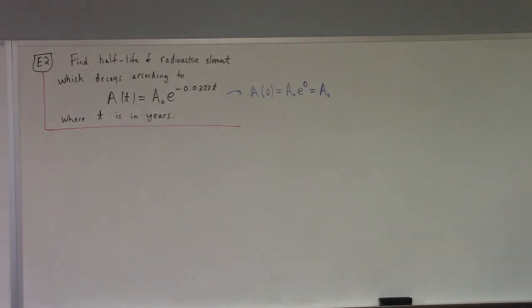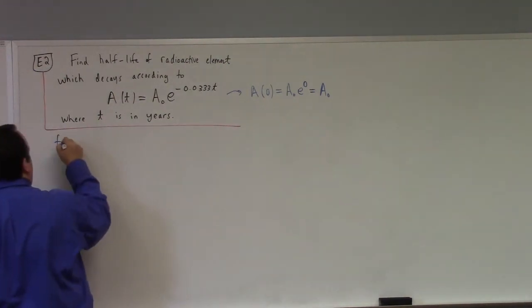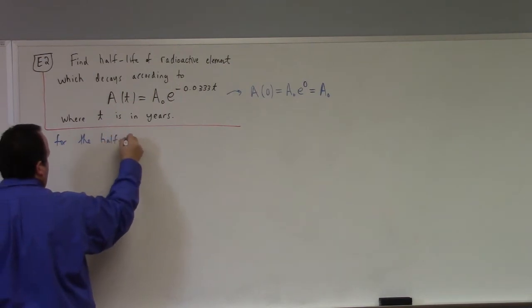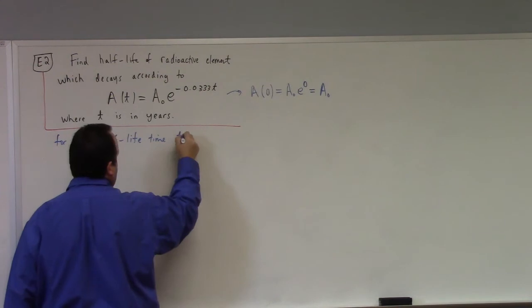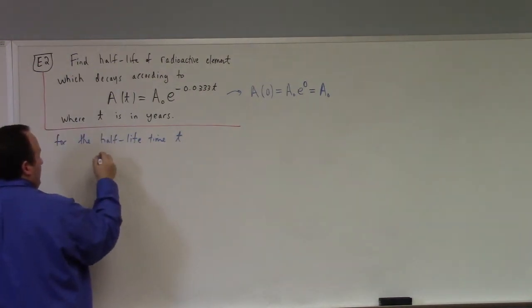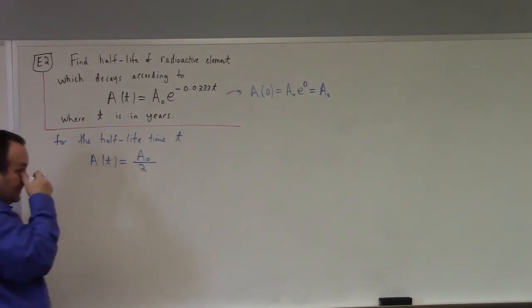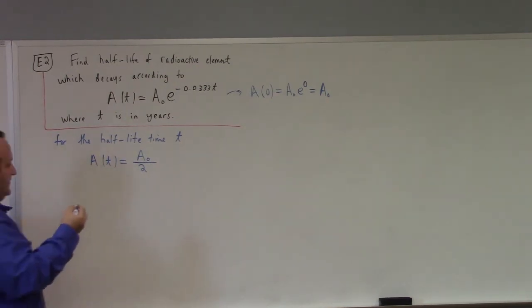So when you have a half-life, how much amount is left? So for the half-life time, let's say t is the half-life time, we have A of t equals what? Equals A sub 0 over 2, right? That would give us the half-life, whatever time achieves that.